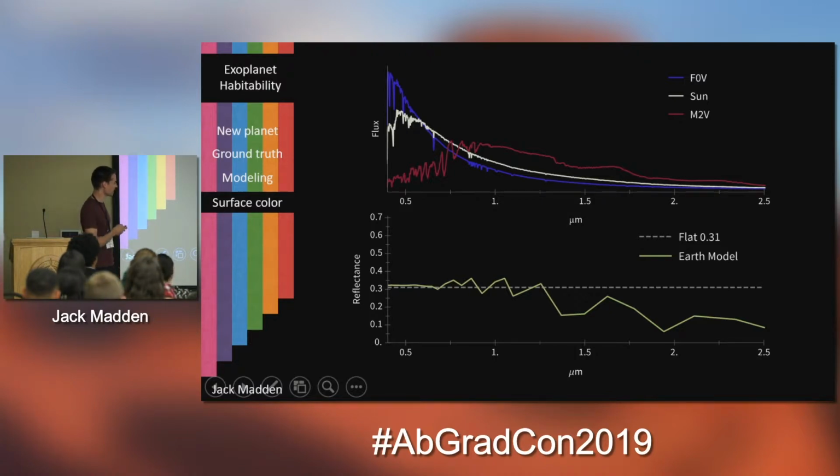Down here, we have the reflectance. So this is that surface color, surface albedo. I have this dashed line as the flat. This is what the models use right now. It's just a gray surface. It's reflecting exactly the same in all wavelengths. And here I have an Earth model that's at the resolution of what our models look at, to do the radiative transfer.